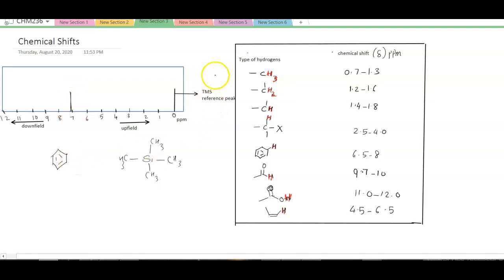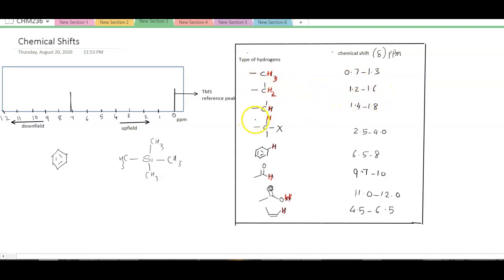This is a table which tells you where you can find protons on the NMR spectrum. This is for a proton NMR spectrum. The scale goes from 0 ppm to about 12 or 15 ppm. Almost all the protons of organic compounds can be found in this region. If you have a CH3 group in your molecule, the chemical shift is usually in the region of 0.73 to 1.3. If you have a CH2, 1.2 to 1.6.